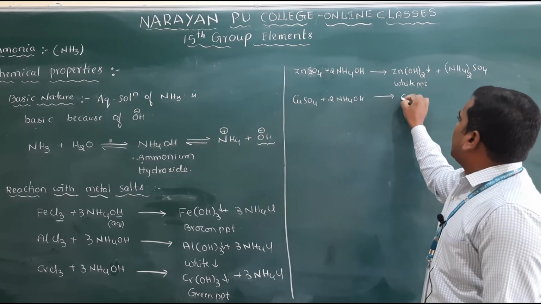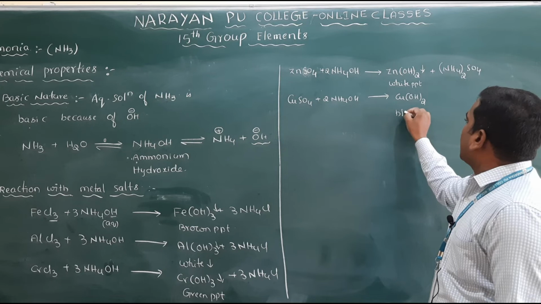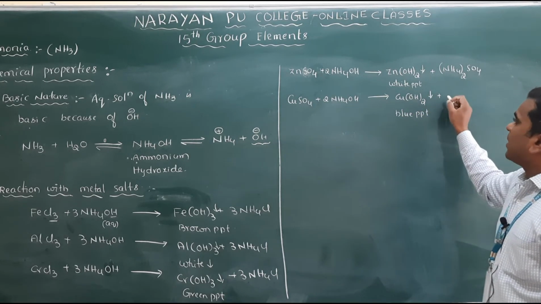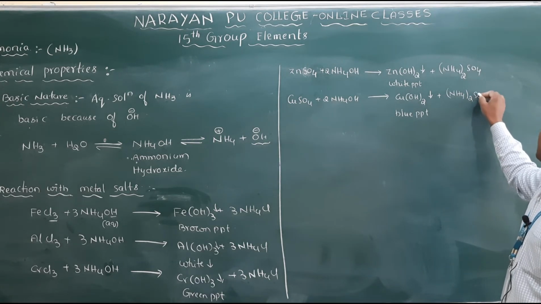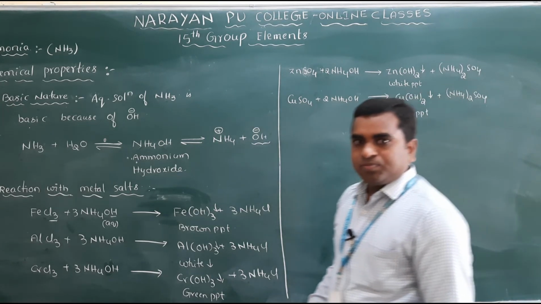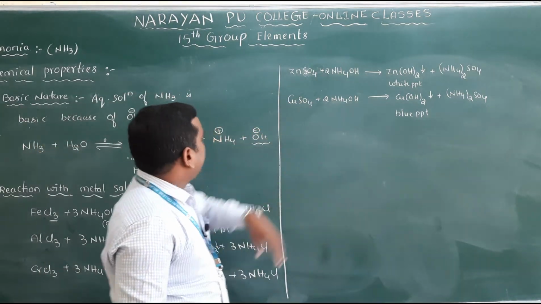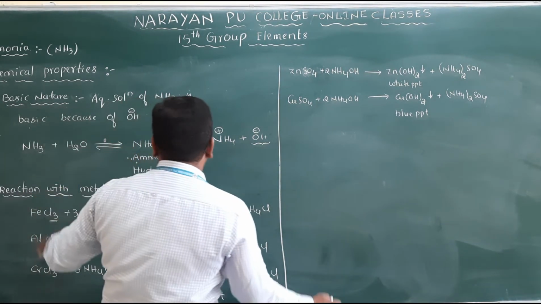In the same way, take copper sulfate, CuSO4, plus 2 moles of ammonium hydroxide. Then what will you get? You will get copper hydroxide. What is the copper hydroxide color here? Blue precipitate, and again ammonium sulfate is formed. Clear? So these are the reactions of ammonia or ammonia solution with metal salts, and this is the second one.